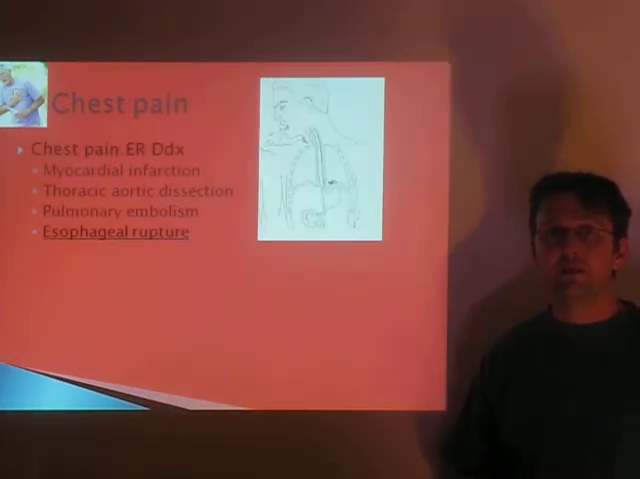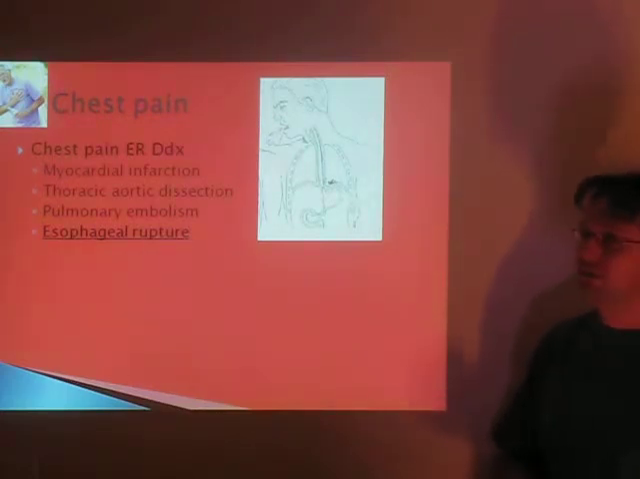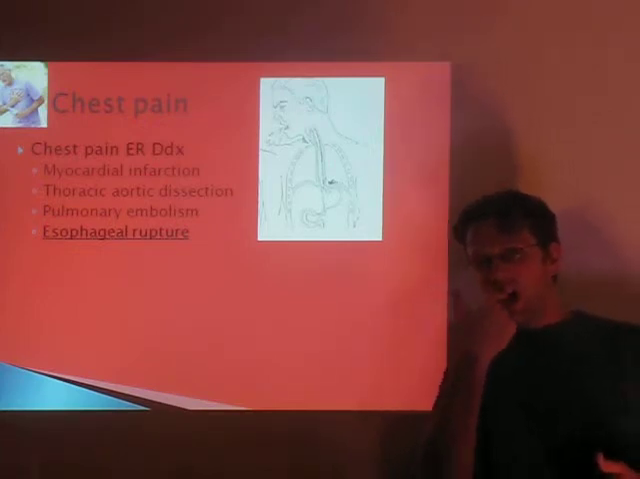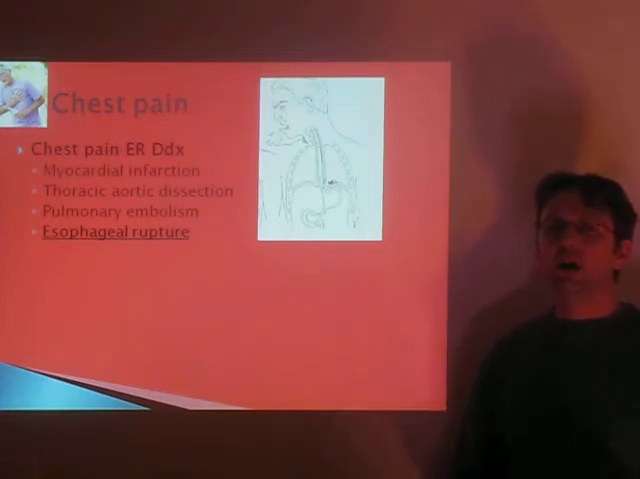So finally, the last really bad one is esophageal rupture. That's when your esophagus, the thing that connects your mouth to your belly, rips. And it rips almost always when people are vomiting.